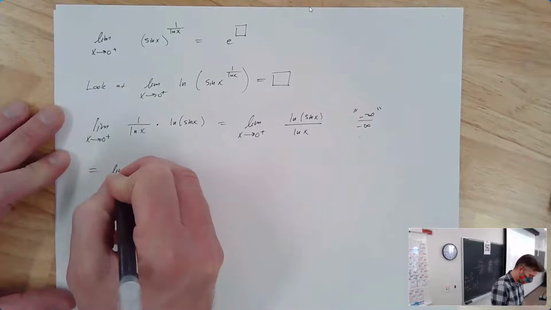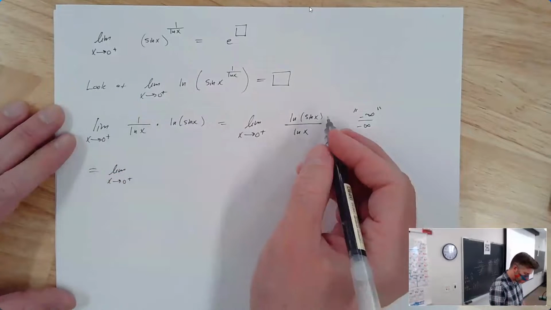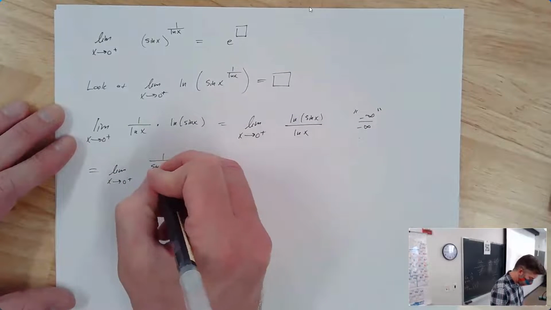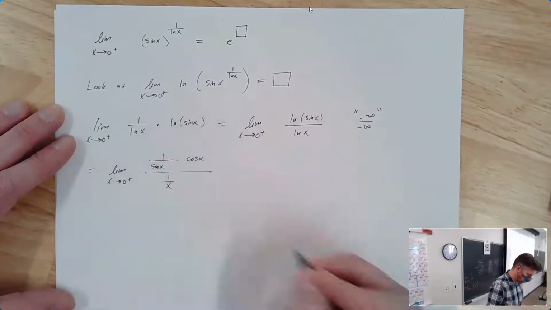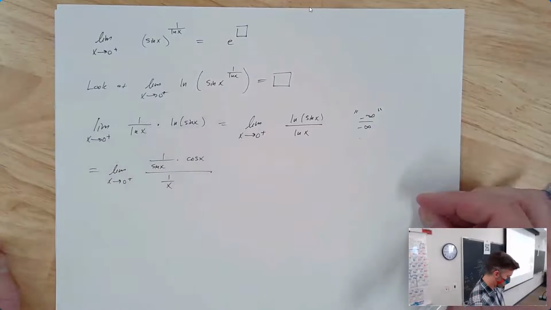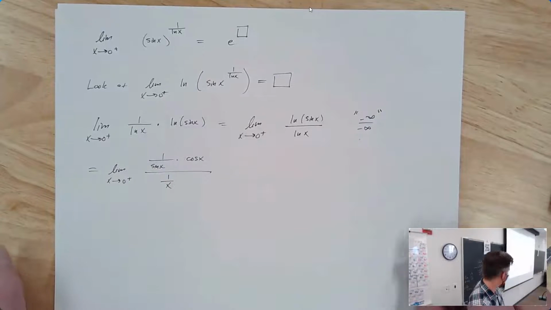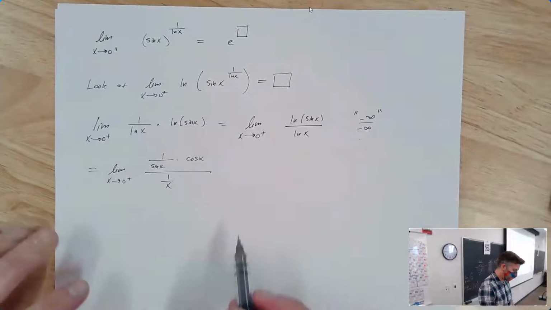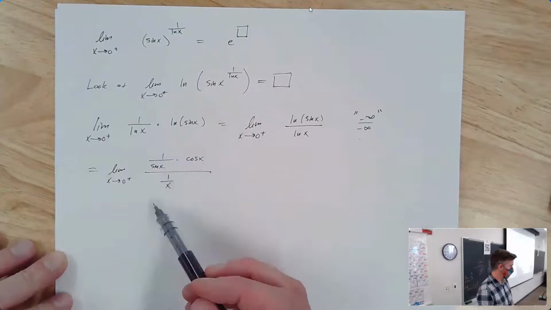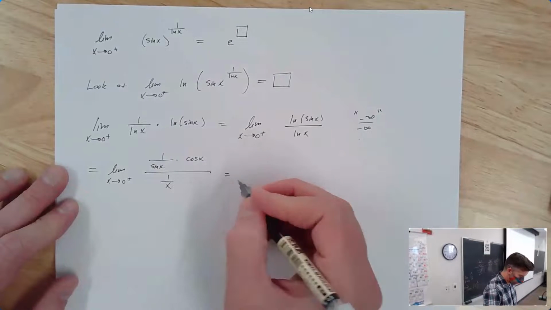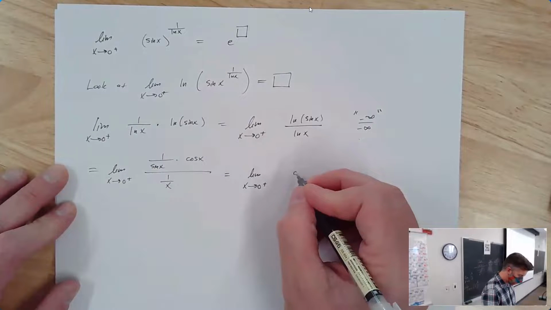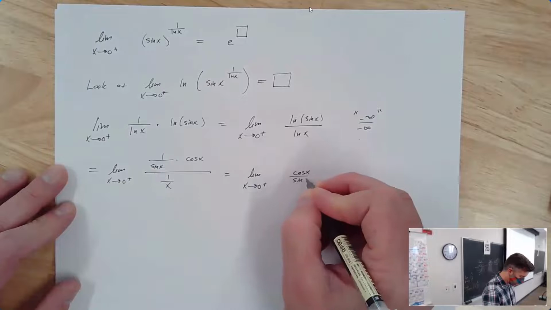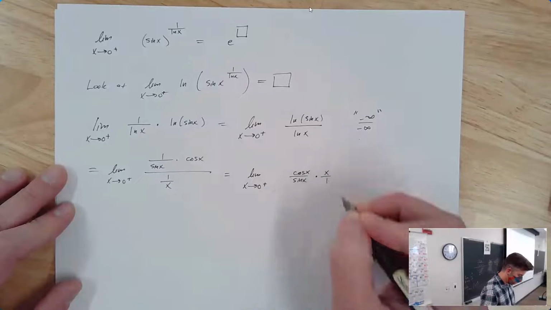Let's see. So we're going to get the limit as x goes to 0. The derivative of this is 1 over sine of x times cosine of x. The derivative of this is 1 over x. All right. Oh, this is going to be funny. Whenever I see this, I really don't want to have fractions and fractions. I would much rather write this as the limit as x goes to 0 of cosine of x over sine of x times x over 1.